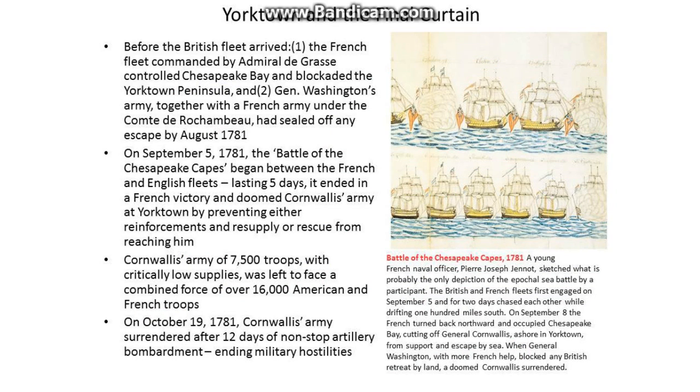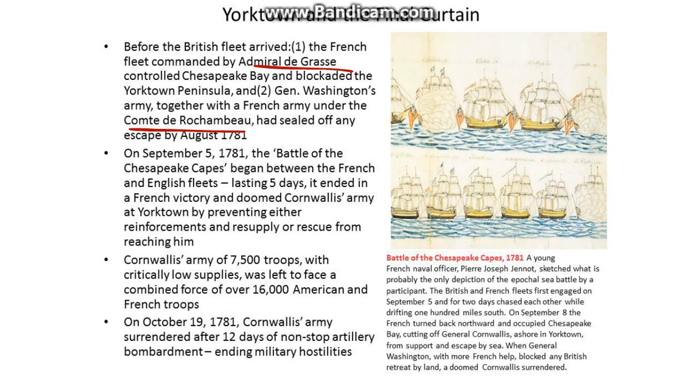Before the British fleet arrived, the French fleet, commanded by Admiral de Grasse, controlled Chesapeake Bay and blockaded the Yorktown Peninsula. The British did not know that the French fleet had arrived and was heading their way. General Washington's army, together with a French army under the command of a man named Rochambeau, had sealed off any other escape by August of 1781.